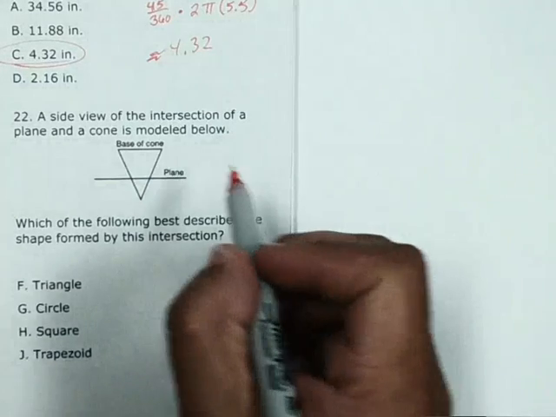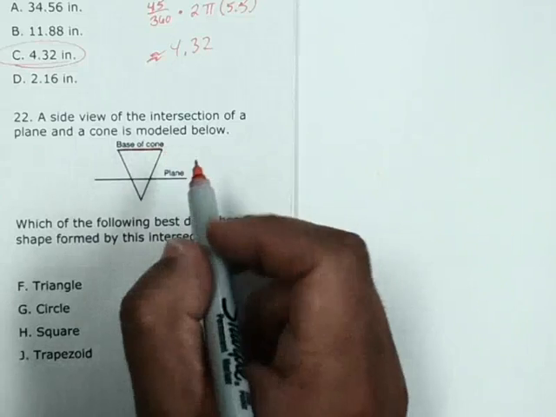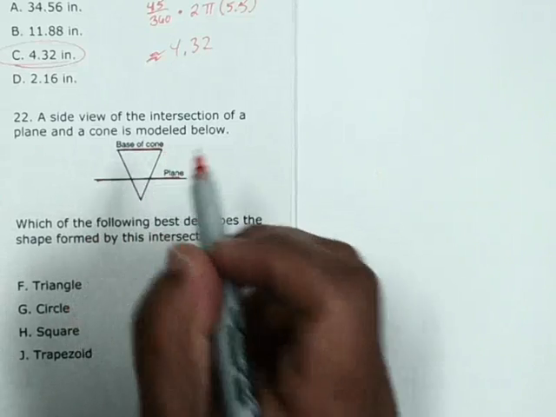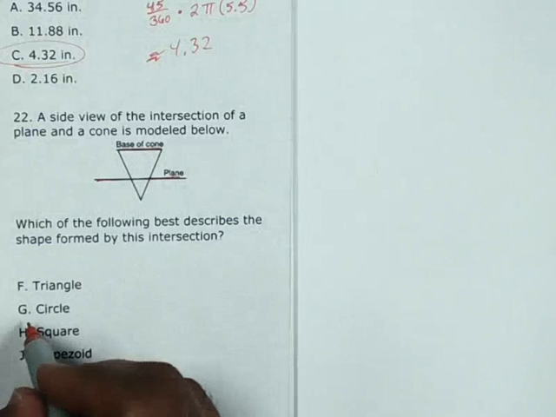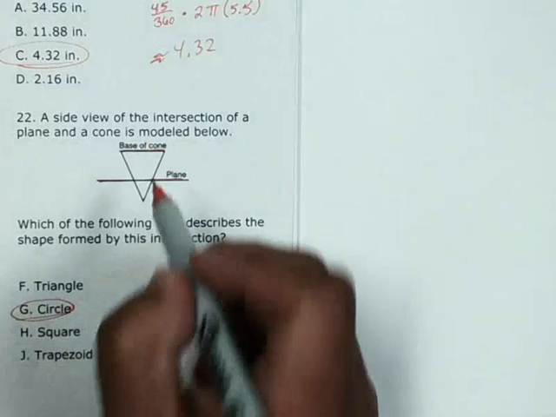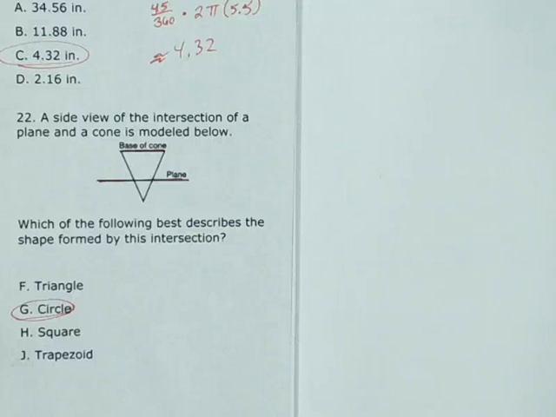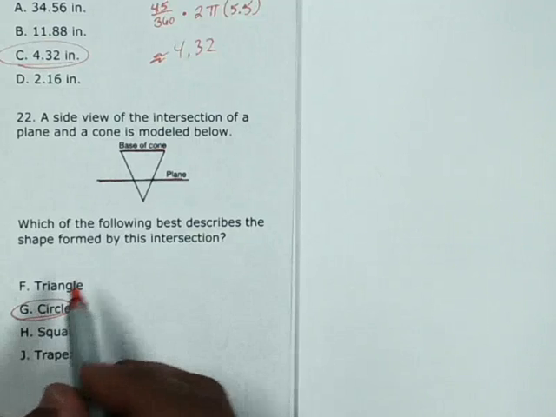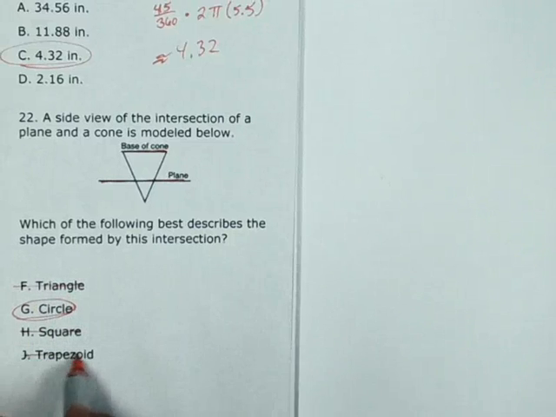Alright, so because I am looking at the base of the cone, and I know that a cone has a circular base, and this plane is cutting what looks like parallel to the base, it's going to be a circle. Now, it doesn't specifically say that it's parallel, but even if it were slanted, it would make some type of ellipse or circular pattern shape. So I know it can't be a triangle, can't be a square, and it can't be a trapezoid.